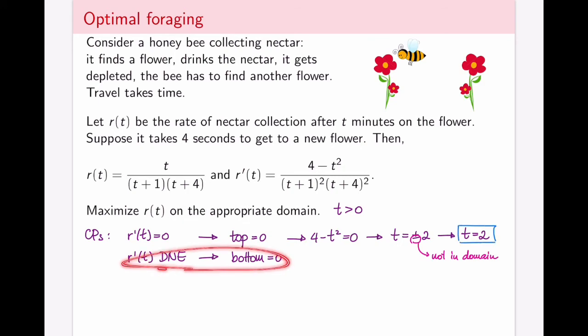And let's see if we have any other ones coming from the non-existence case. So the bottom is 0 means that either one of these brackets has to be 0. So if the first bracket is 0 here, I'm going to get that t is equal to -1, which of course is not in the domain. And the second bracket here will yield t is equal to -4, which of course also is not in the domain. So both of these are not considered for the exact same reason. So that means that I end up with only one critical point, and that is t equals 2.